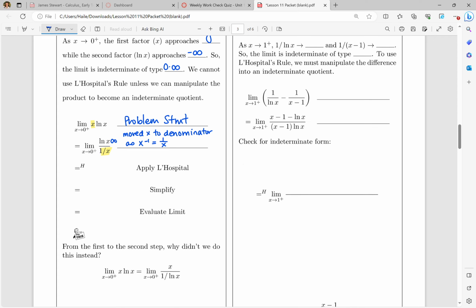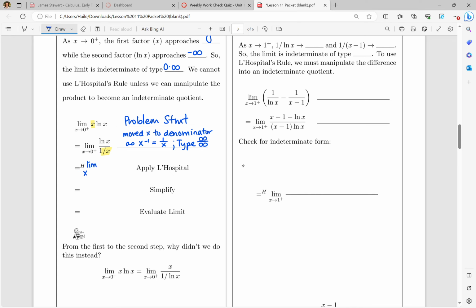and 1 over 0 is also infinity. So we have type infinity over infinity, so we can apply L'Hopital's rule. For L'Hopital's rule, remember we write the equal sign with the little h, and we take the derivative of the top function and the bottom function.